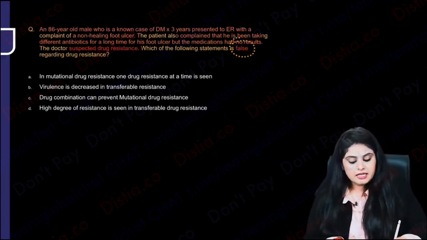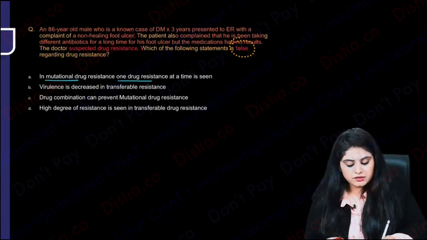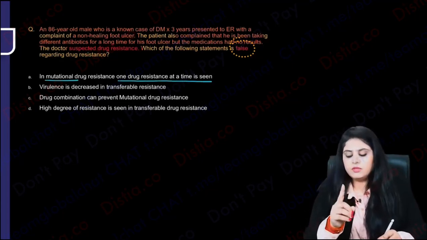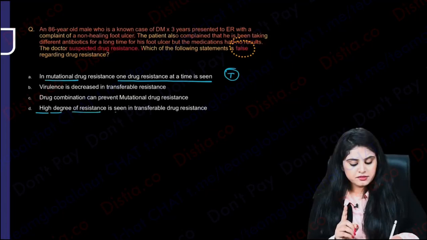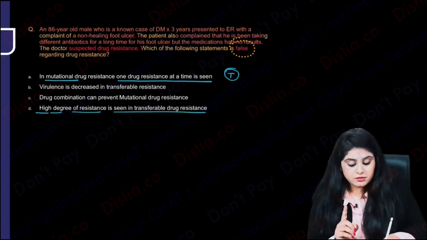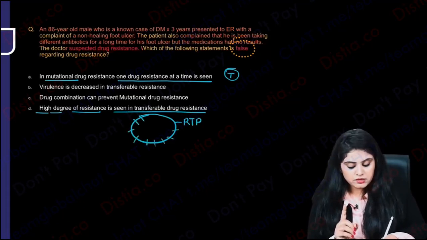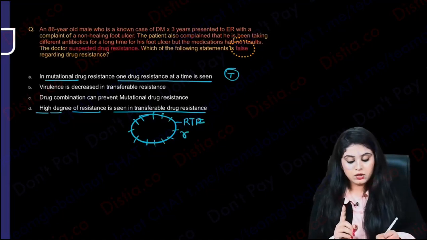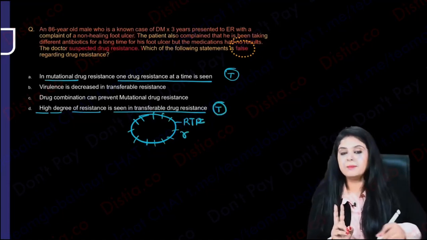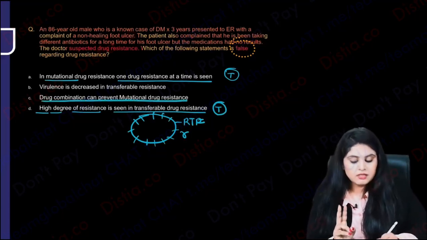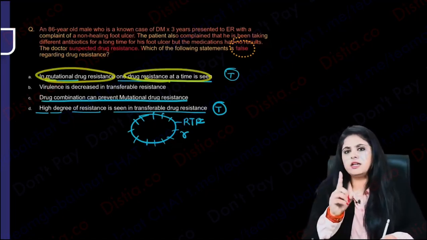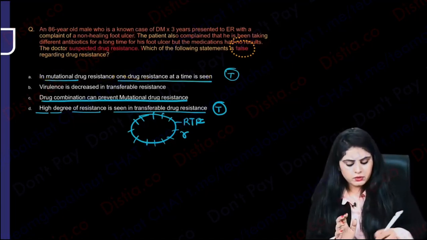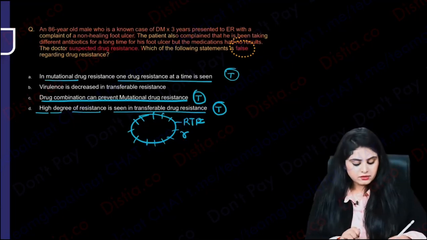Let's start reading. In mutational drug resistance, one drug resistance at a time is seen. Yeah, 1 point mutation occurs. बिल्कुल ठीक. Let's look at the last point. High degree of resistance is seen with transferable drug resistance. Yes, transferable had that resistance transfer factor and that could carry many chota resistance determinants. So I had lots of resistance happening. Ye bhi true hai. Can a drug combination prevent mutational drug resistance? Yeah, because I have learned mutational drug resistance is because of one drug ka problem. So agar combination use karoge, it will be sorted. That is correct. Look at the next option.